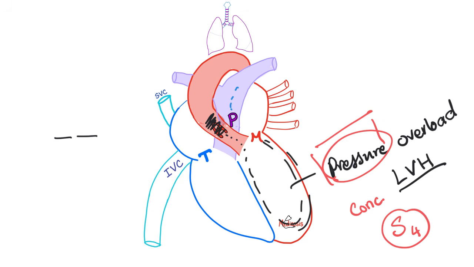But what if I have something like pulmonic regurgitation? Oh, regurgitation, the blood is coming back from the pulmonary trunk to the right ventricle. This is volume overload.